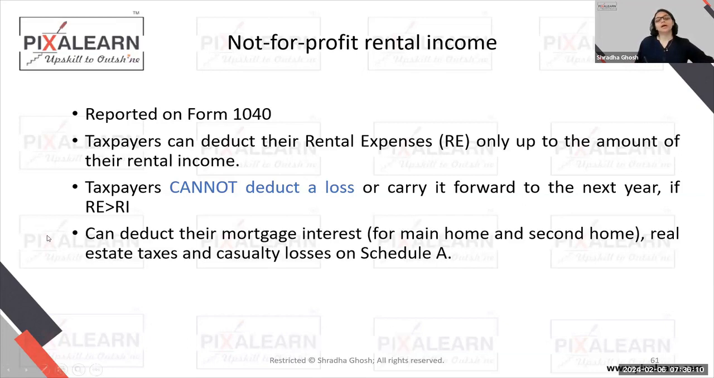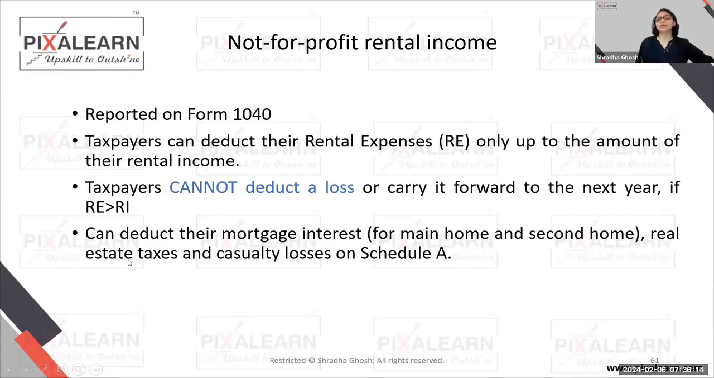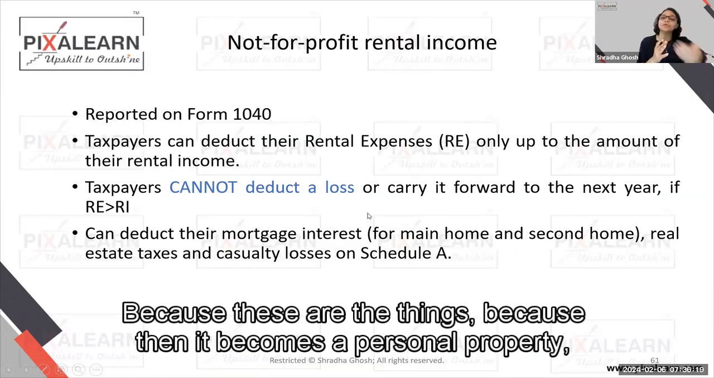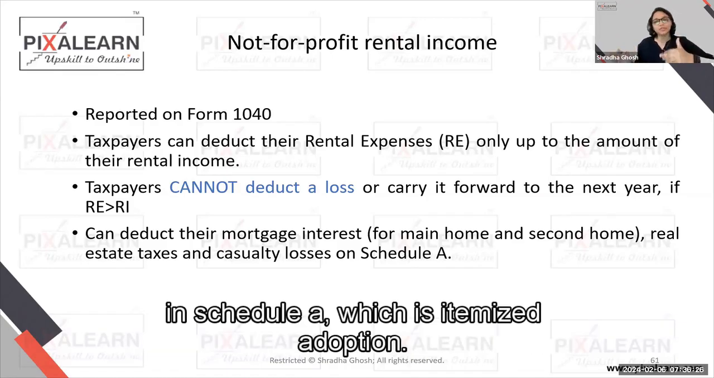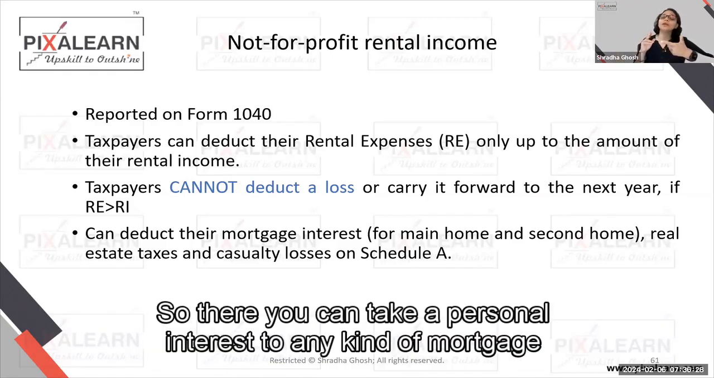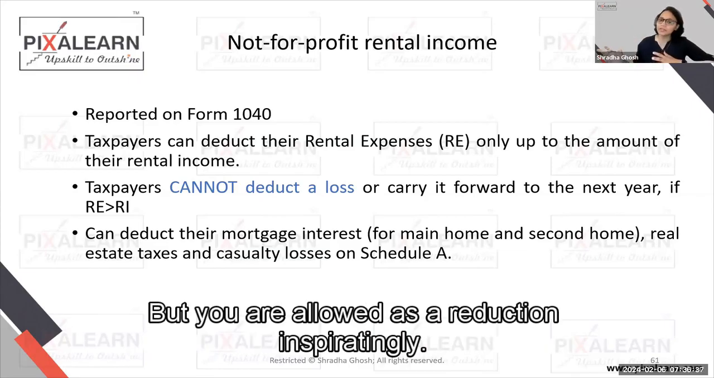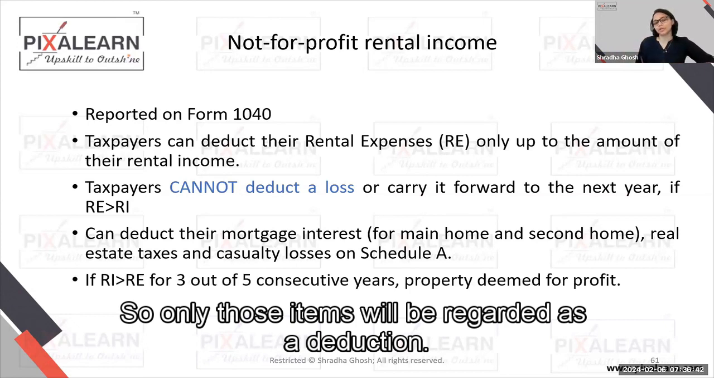And third, when you deduct, you can deduct the mortgage interest and the real estate taxes. Only three things. Why? Because then it becomes a personal property, right? So a personal loss is allowed only to the extent of items mentioned in Schedule A, which is itemized deductions. There you can take any kind of mortgage interest, any taxes, any casualty losses, because these are items that are allowed as a deduction in Schedule A. So only those items will be regarded as a deduction.